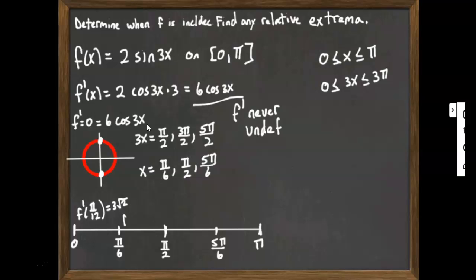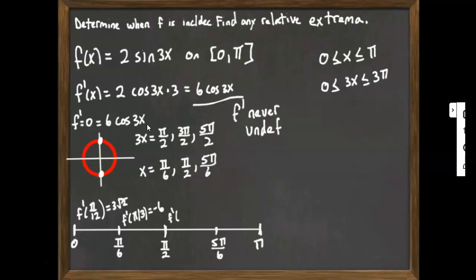Okay, we then move on between pi over 6 and pi over 2. So I picked pi over 3. And when I plug that in, I'll have times 3. 3 times pi over 3 would be cosine of pi. Cosine of pi is negative 1. So that's going to be negative 6.